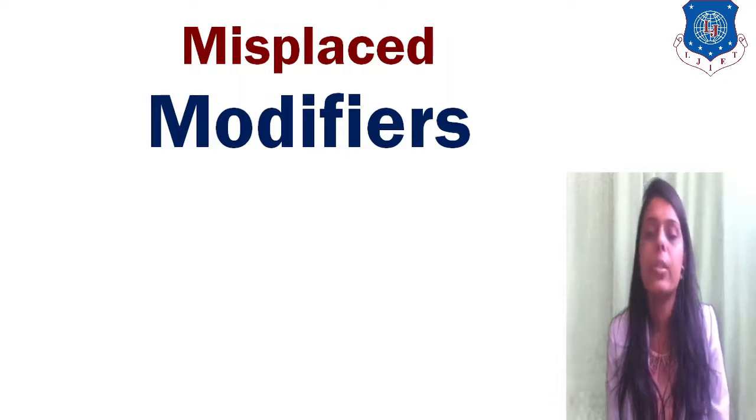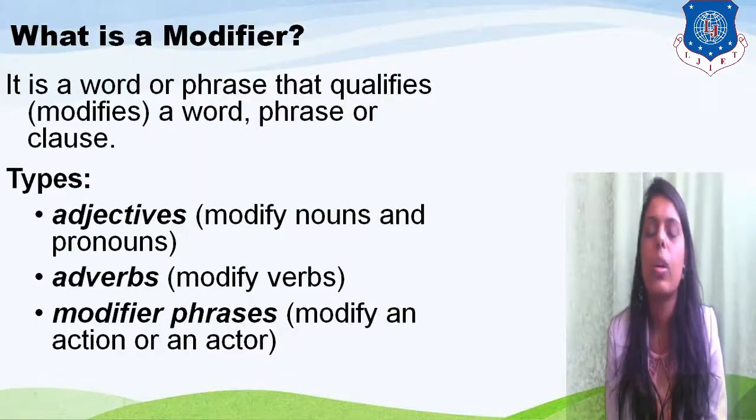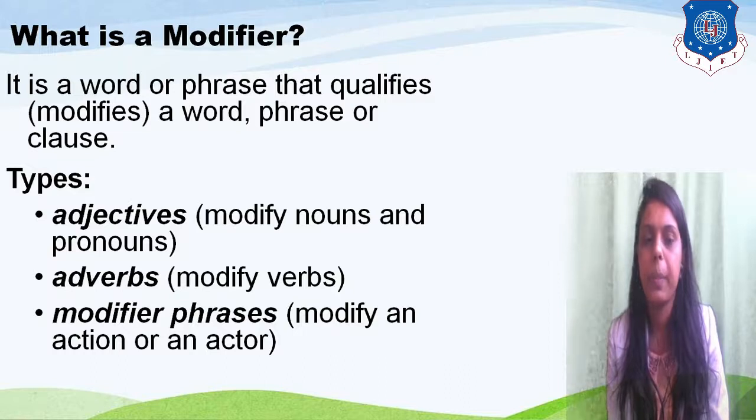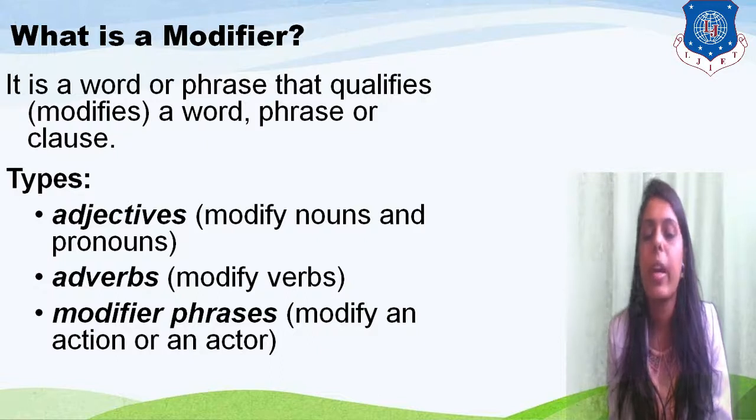So hello everyone, today we are going to talk about misplaced modifiers. Now what do you mean by misplaced modifiers? So what is a modifier basically? It is a word or a phrase that qualifies a word or phrase or a clause which it modifies. Now, suppose an adjective, what it does, it modifies a noun. Adverb, what it does, it modifies a verb. Modifier phrases modify an action or an actor.